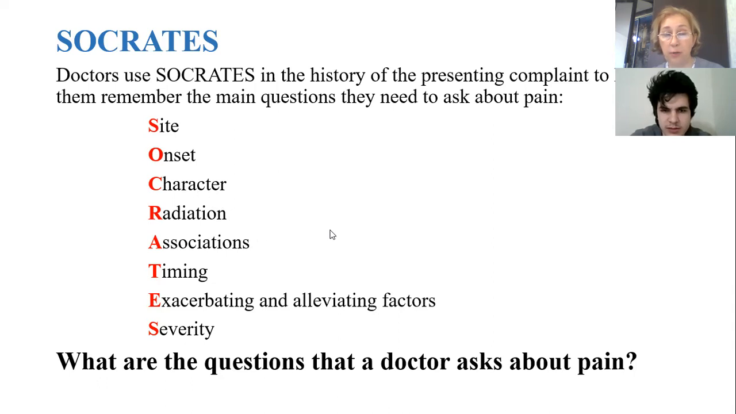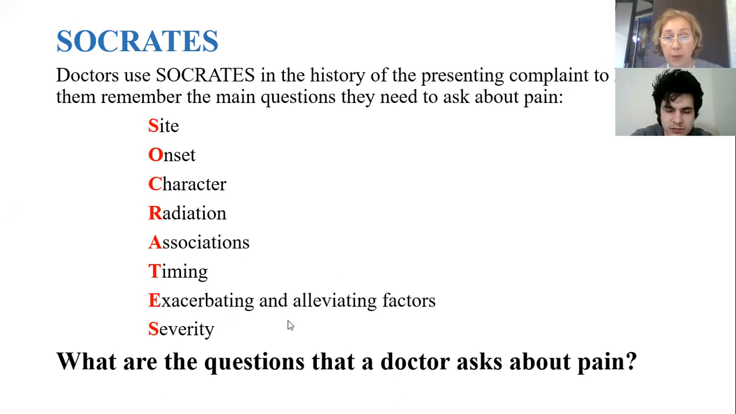Okay. About radiation. Do you feel the pain anywhere else than the main location? Good. Associations. Do you feel the pain in any other part of the body? Okay, so which parts of the body are involved in this process? About timing. How long does it last for?